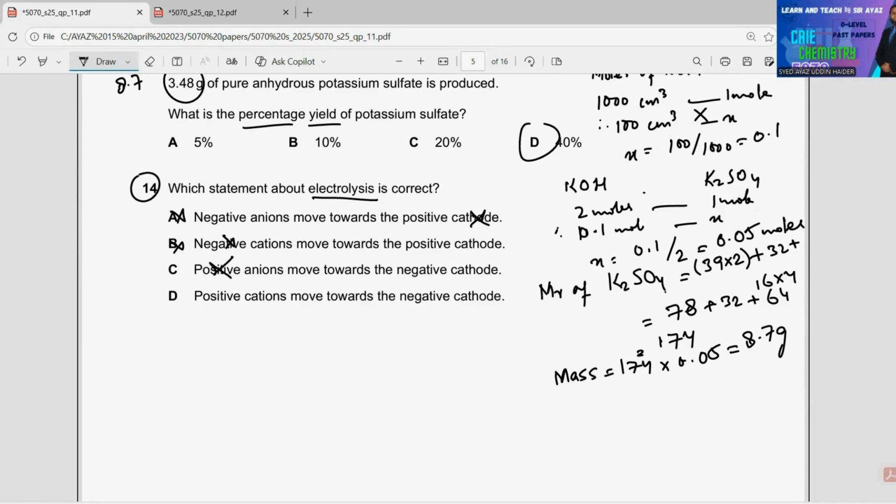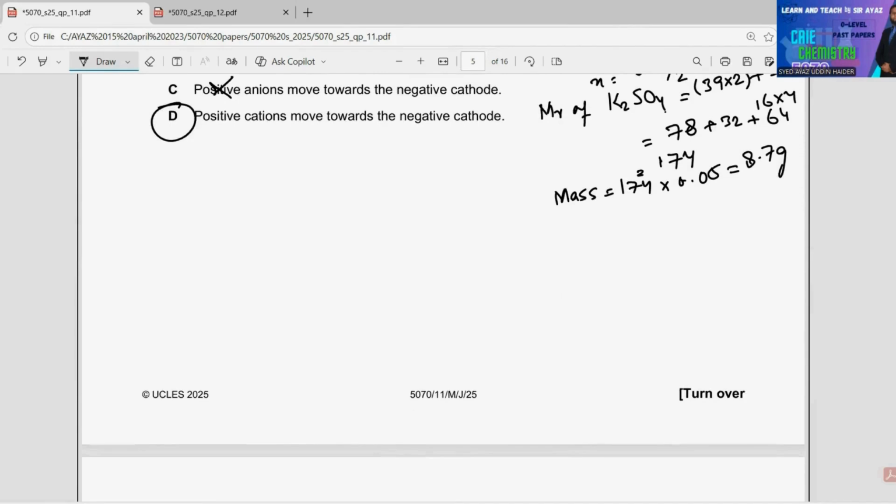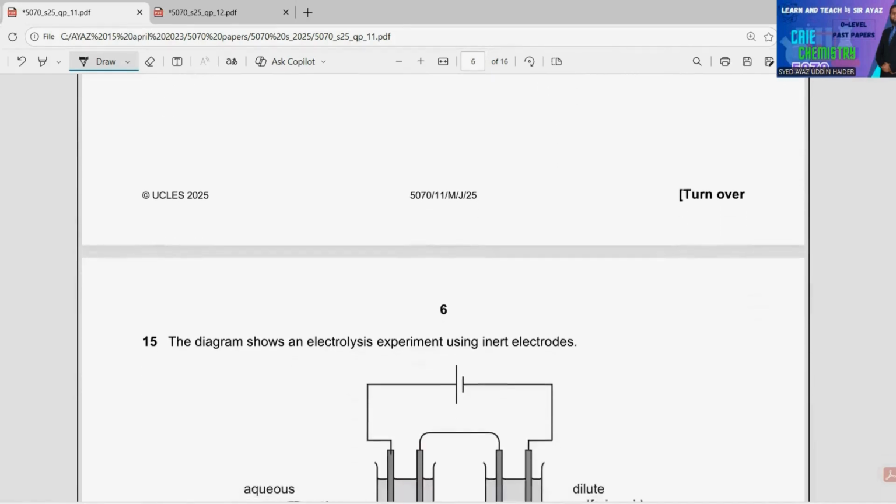D. Positive cations move towards the negative cathode. This must be the right answer, because positive cations move towards the cathode, and cathode is the negative electrode. So only D is the right response in this case.